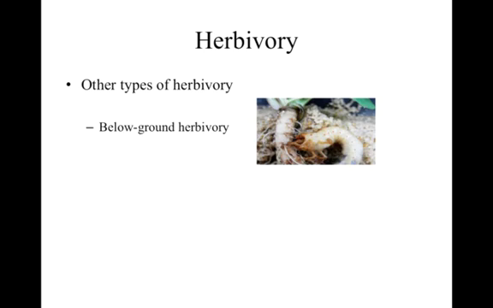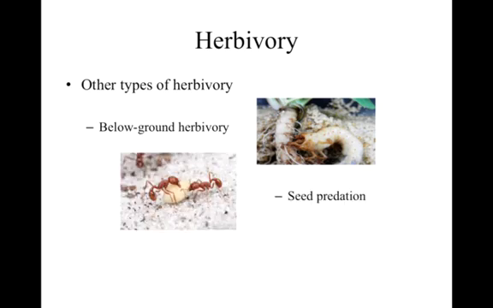All right. So not all herbivores eat leaves. We have what we call below ground herbivory. If you dig up plants, you'll frequently find little grubs on the roots, eating the roots. A lot of these are beetle larvae, but they can be other things. We also have seed predation.